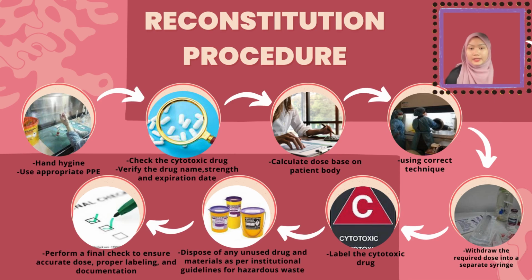After settling, the ready drug is carefully drawn into a new syringe. Then, important details like the patient's name and doses are labeled, and the process is documented. Unused materials are disposed of safely. Lastly is a final check. A final check is done to ensure everything is accurate before removing protective gear and washing hands. Following specific guidelines is crucial for safety in this process.